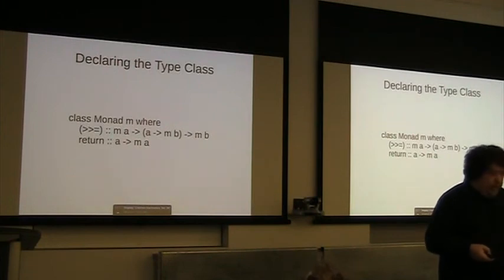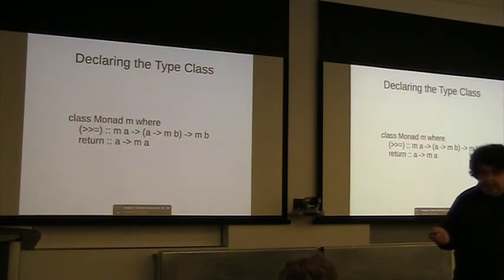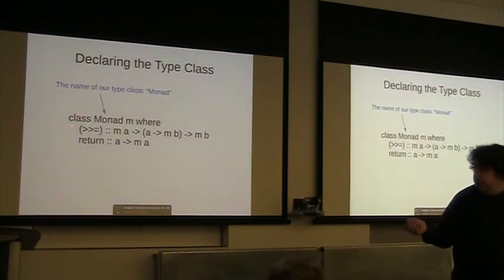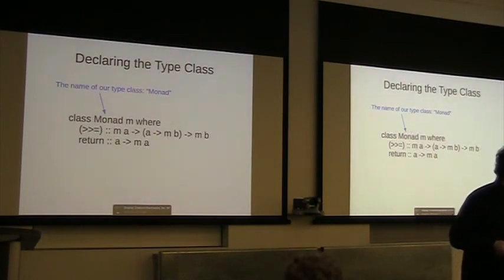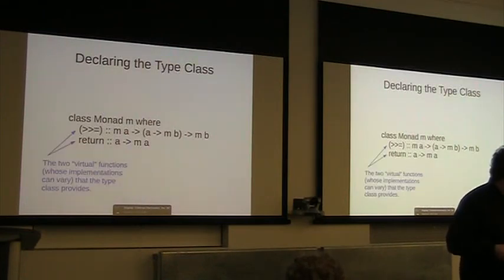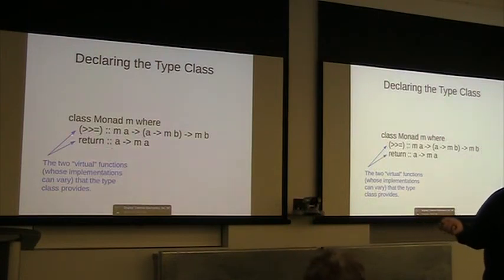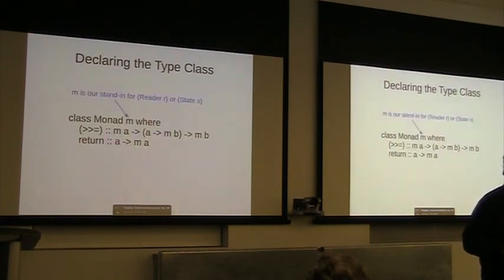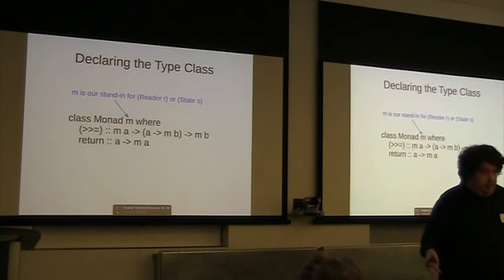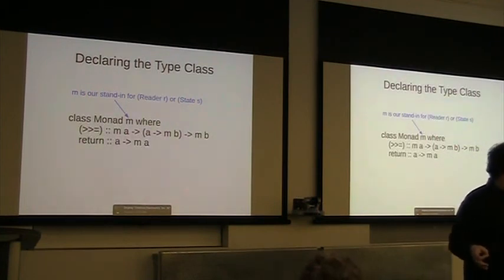How we declare a type class is fairly stripped down syntax. We just write class to say we're declaring a type class. The capital M Monad is the name of the type class we're implementing. Our type class defines two virtual functions, bind and return. M is going to be our stand-in type for either reader R or state S in this example. And this will make more sense in a bit.